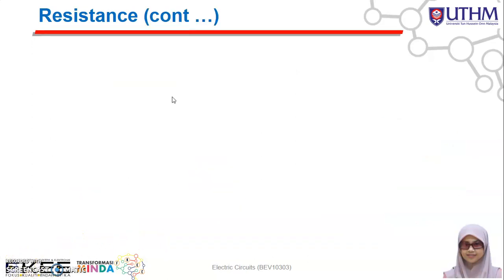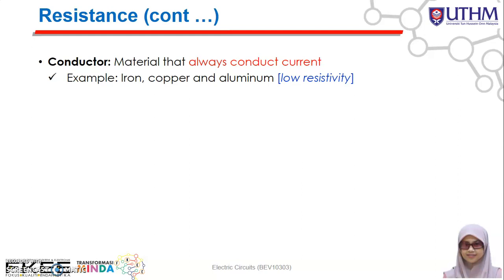All right. Next, for the resistivity of the material, basically materials can be divided into three different categories, which are conductor, insulator, or semiconductor, right? So what does it mean by conductor? A conductor is a material that always conducts current, for example iron, copper, and aluminium. In other words, a conductor is a material that has a low resistivity value.